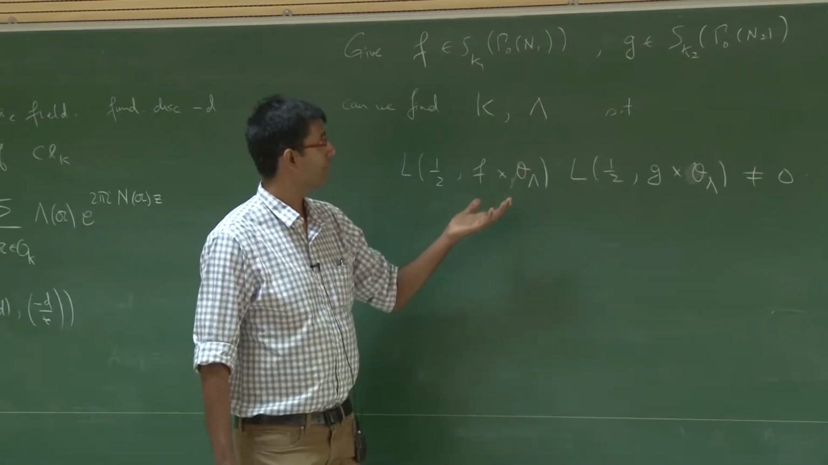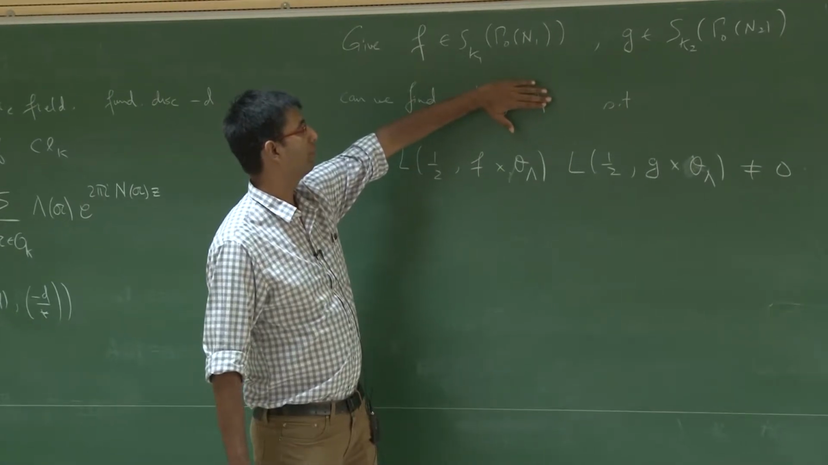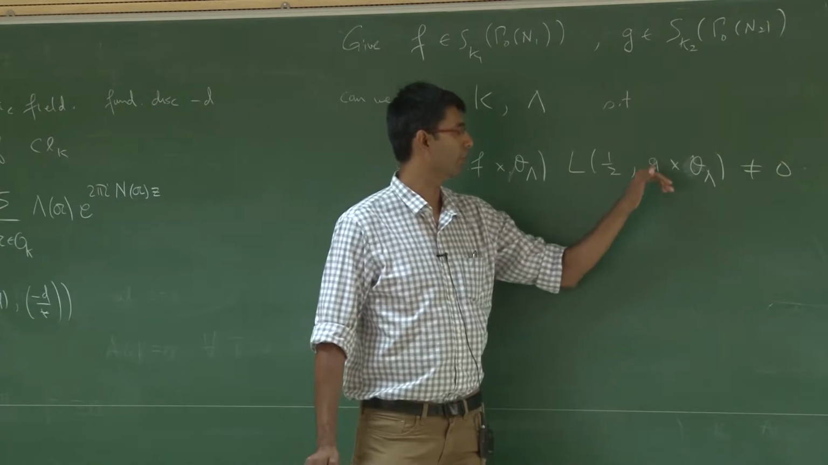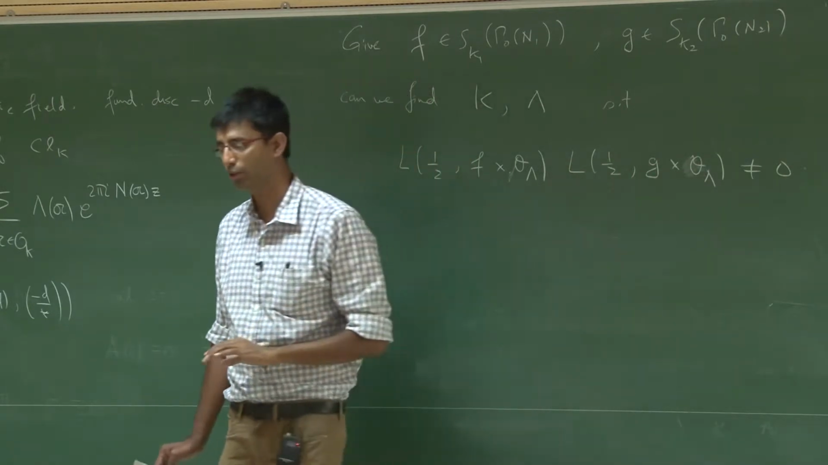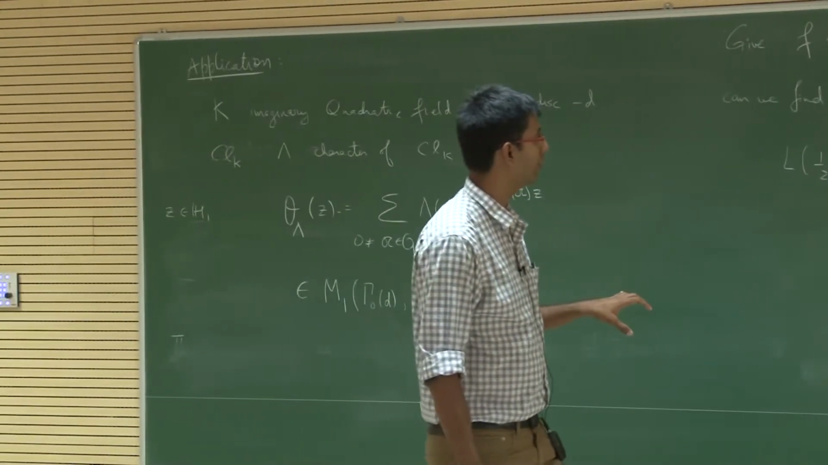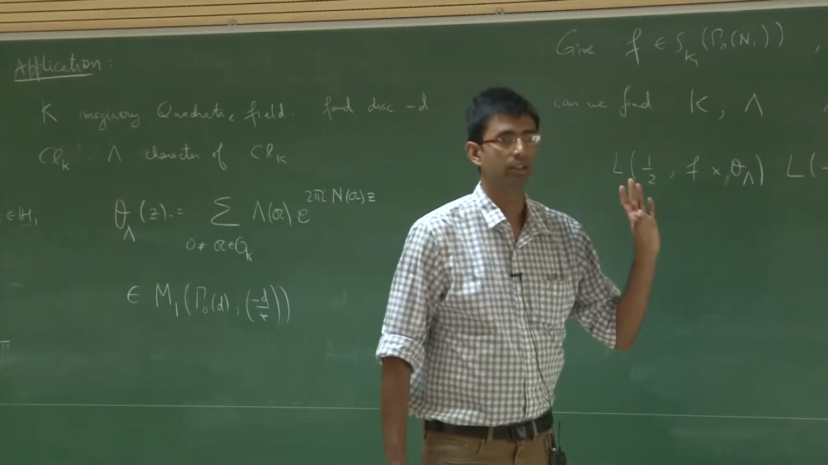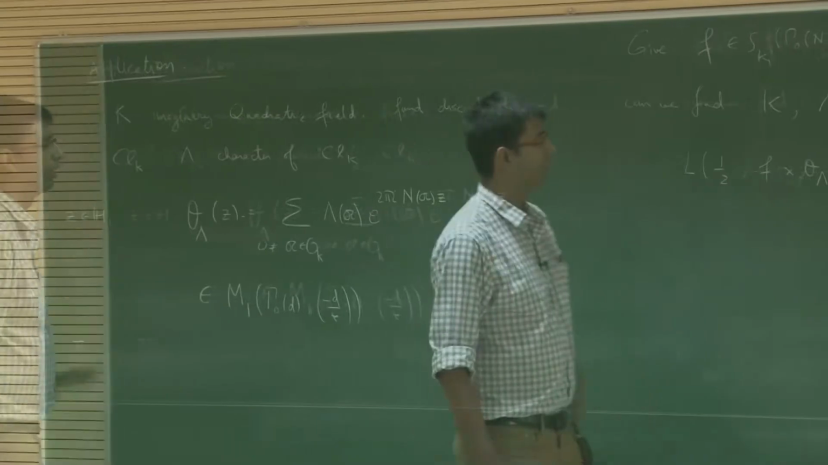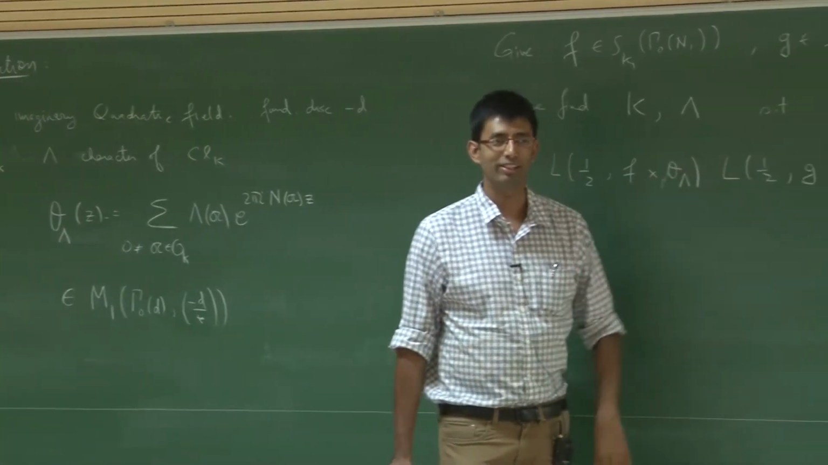You could ask this question as well, given f and g, can you come up with a character chi such that L 1/2 f cross chi is non-zero and L 1/2 g cross chi is also non-zero. Those are smaller L functions. I think that is even harder. Okay, so, it is kind of counterintuitive, but it is even harder. But I have a result for this one. So, that is the reason I am writing this down.